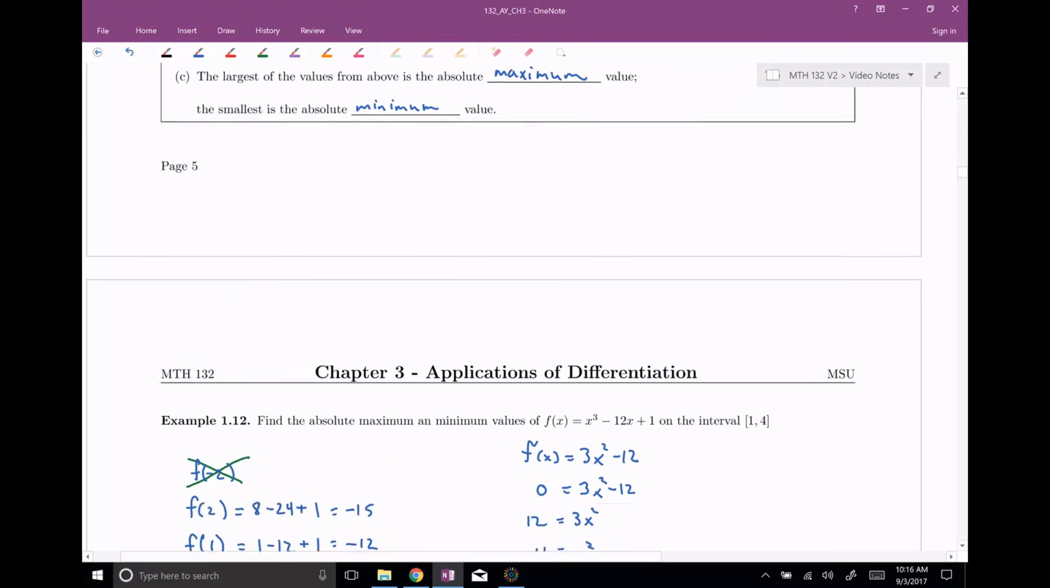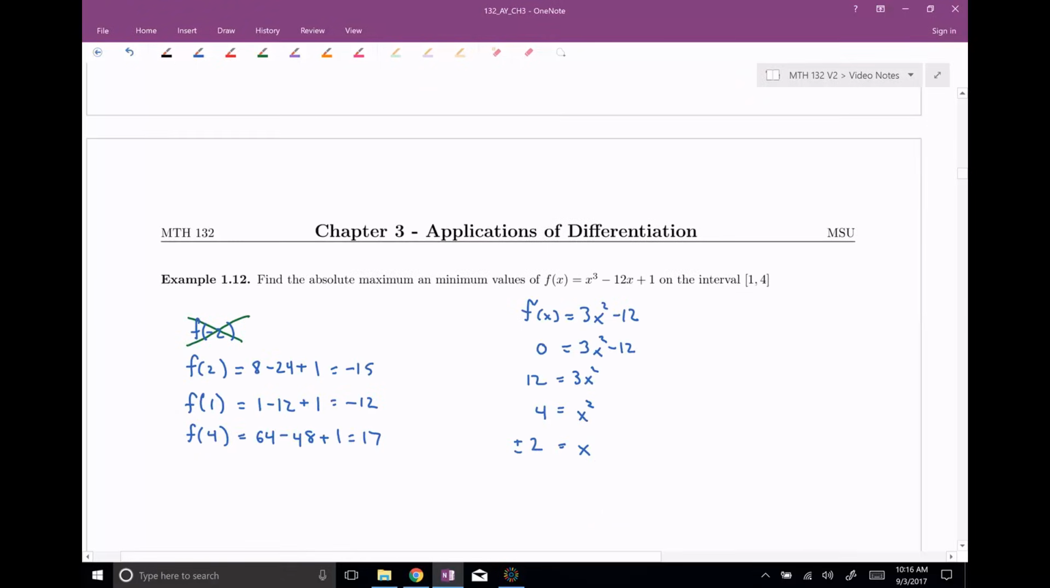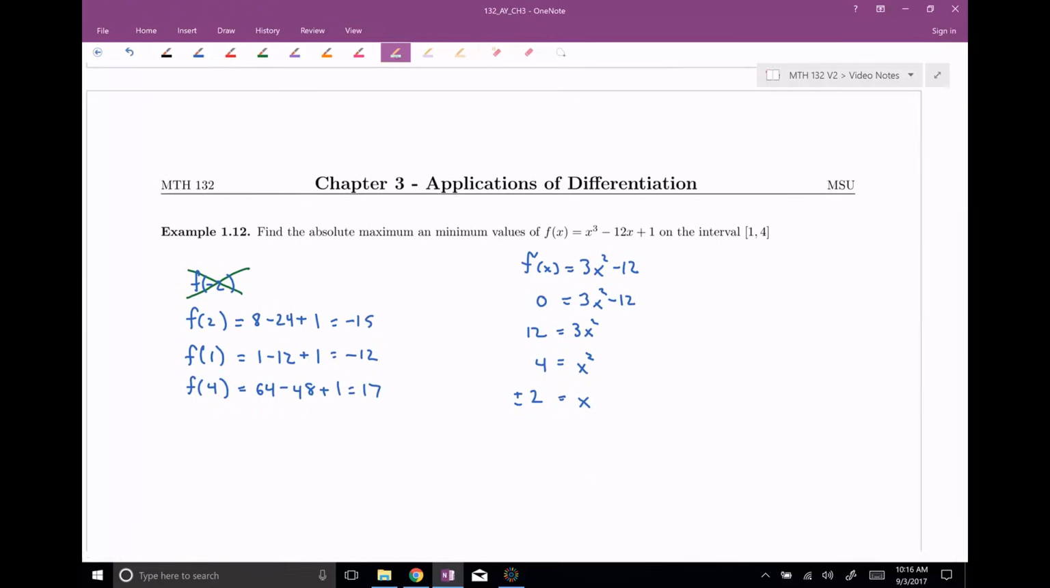Okay, and then the last step: the largest of these values is the absolute maximum value. The smallest of these is the absolute minimum value. So in this case, negative 15 is the absolute minimum value, so I'll say abs min val here just for shorthand. And then 17, this is the largest. This is the absolute maximum value.